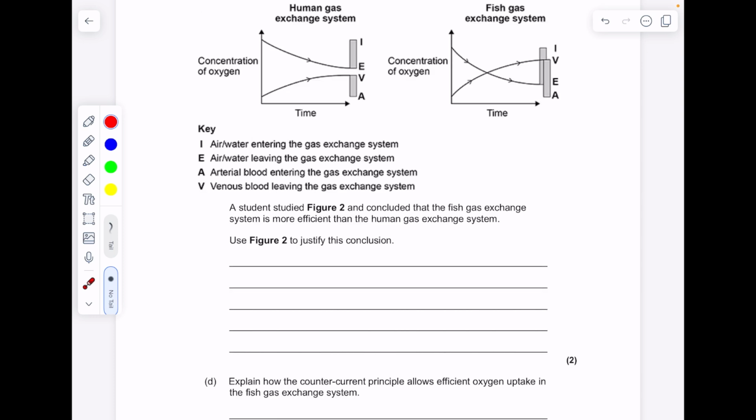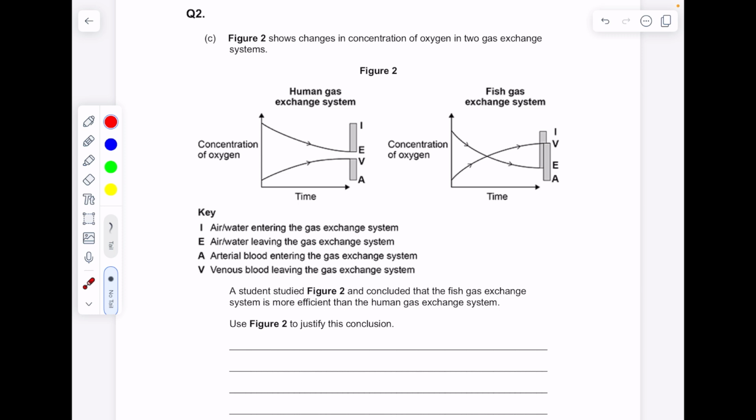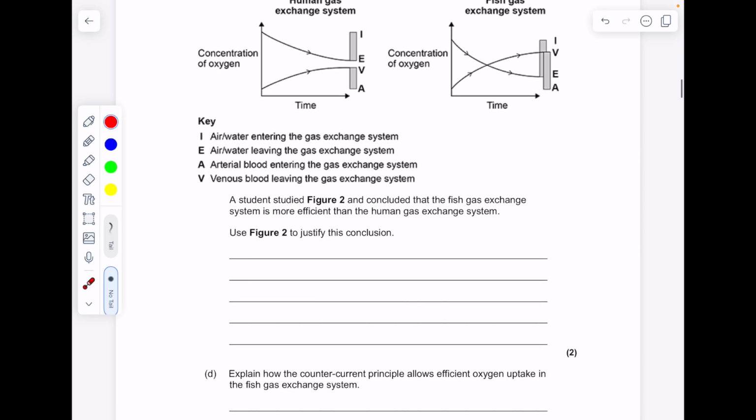So I stands for the concentration of oxygen in the air entering the gas exchange system in the human. E stands for the concentration of oxygen in the air leaving the gas exchange system. A stands for the oxygen concentration of the arterial blood entering the gas exchange system. V is the venous blood leaving the gas exchange system. Obviously, we're going to swap air for water for the fish. A student studied figure 2 and concluded that the fish gas exchange system is more efficient than the human gas exchange system. Use figure 2 to justify this conclusion.